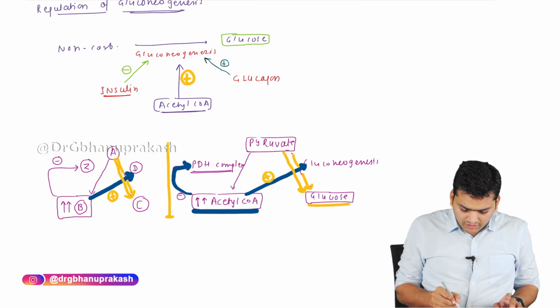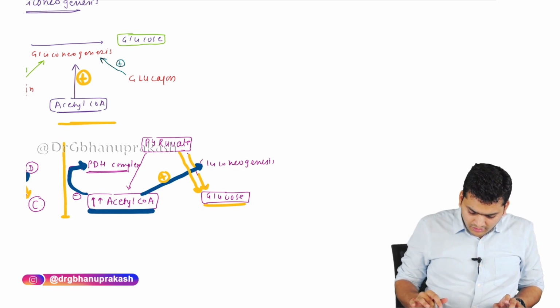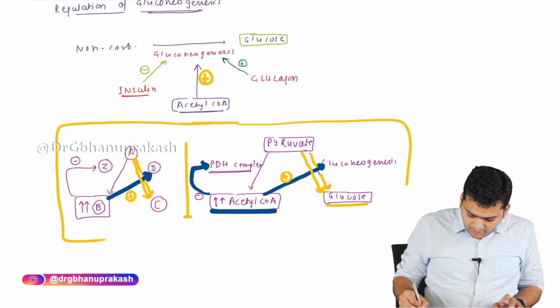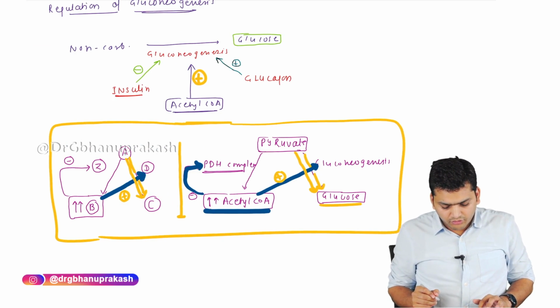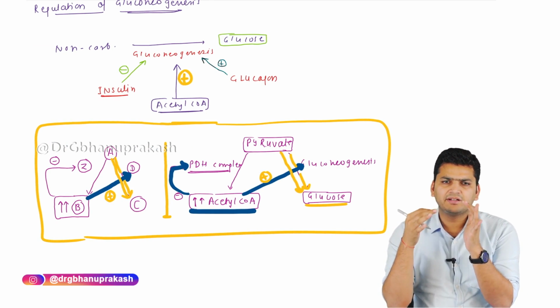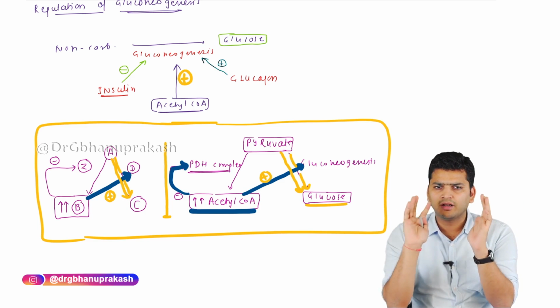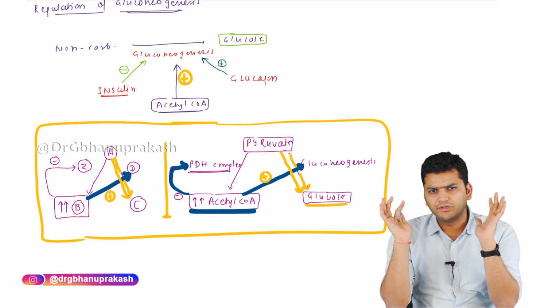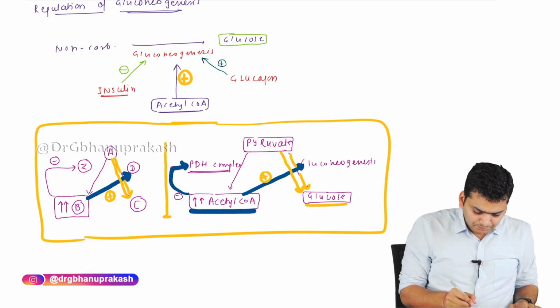So this was the concept that you need to understand by this diagram. I hope you have understood this concept. If you understood, very good. If not, you need to remember it directly that acetyl CoA is not a substrate, but it will stimulate gluconeogenesis. This is the point that you need to remember.